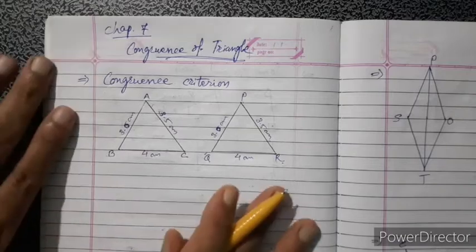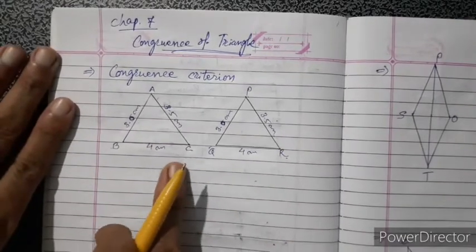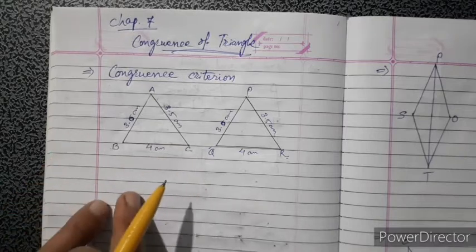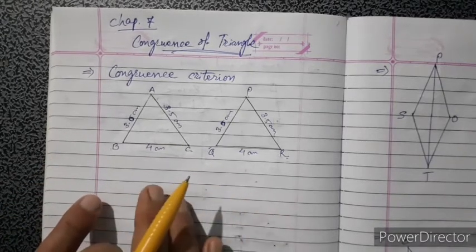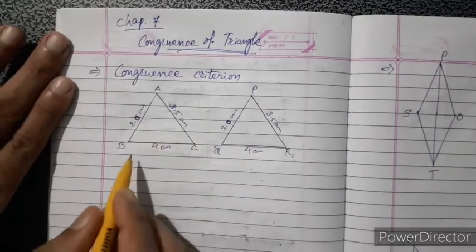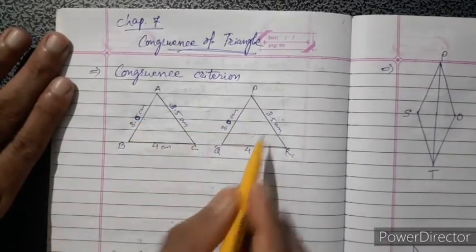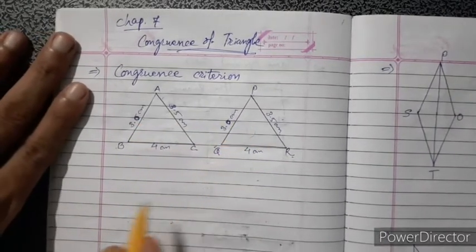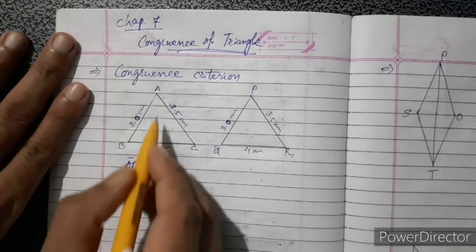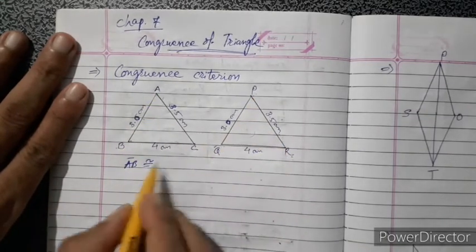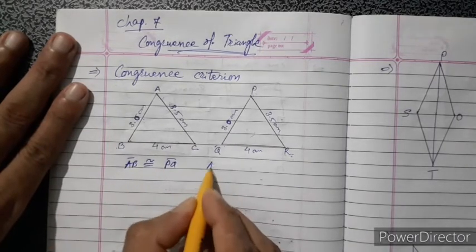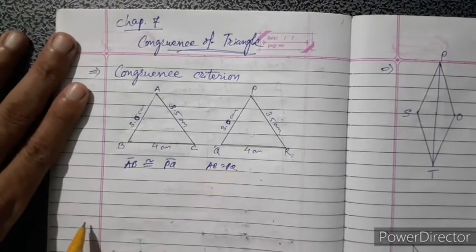You just write down first the congruence, meaning corresponding pairs, and then show according to which criterion they are congruent. Look, in the first one, the three corresponding sides are congruent. So according to that, AB and PQ are equal. AB congruent to PQ. Otherwise you can just write AB equal to PQ.